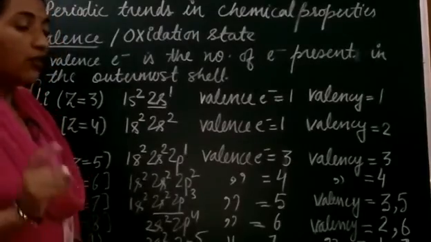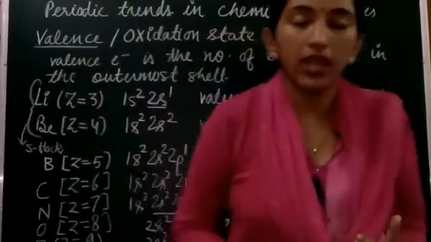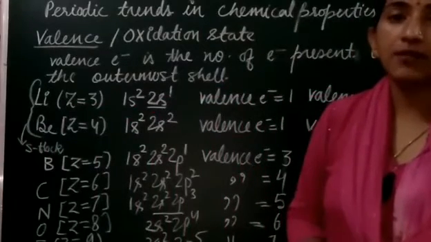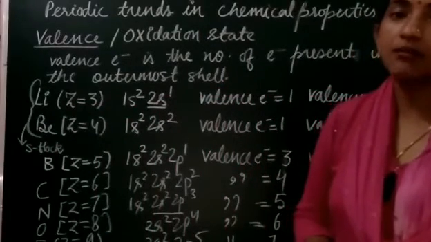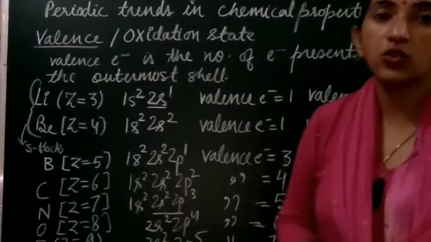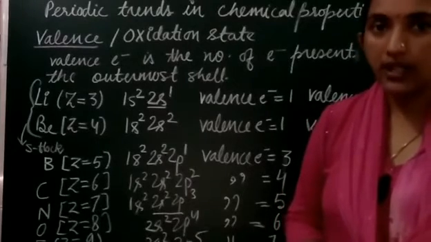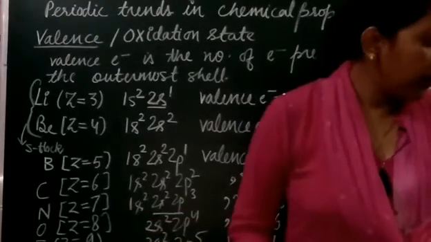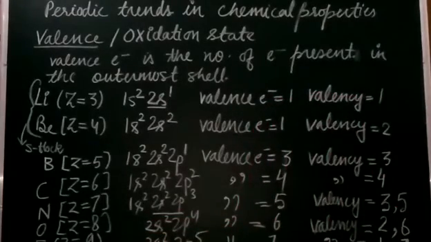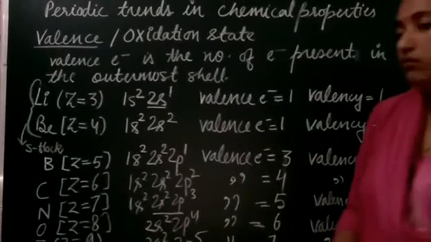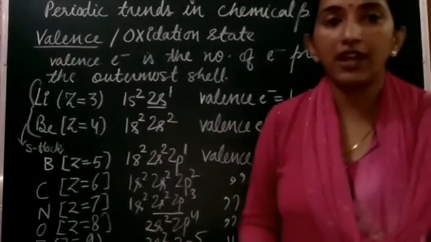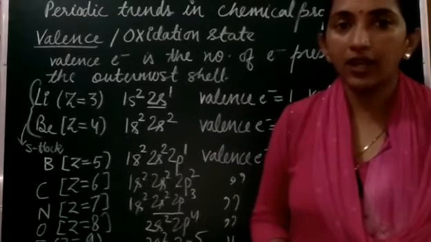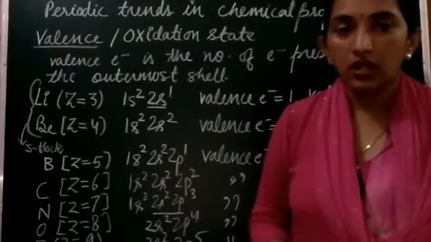Now in case of group 18, students, we have a completely filled configuration. That means the s subshell and p subshell are completely filled up. That means the number of valence electrons in that case is going to be 8, right? For example, if it is neon, what is going to be the electronic configuration of neon? It will be 1s2, 2s2, 2p6. So the outermost shell has been completely filled up. It has 8 electrons, right, students?